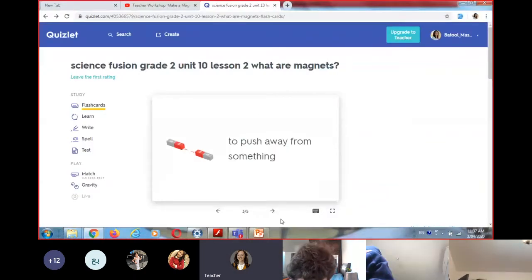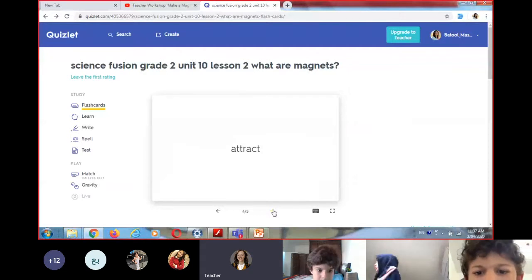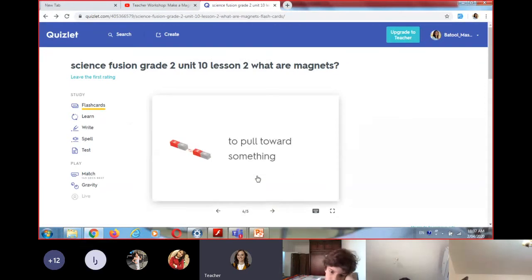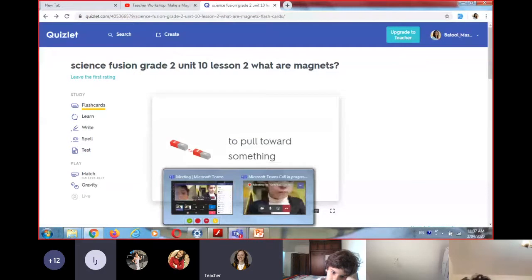Rital, what is the meaning of attract? Attract means to pull toward something. Excellent. It means to pull toward something. Excellent, Rital. Thank you.